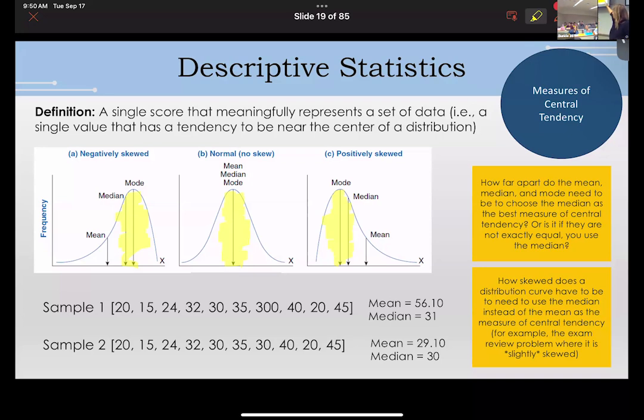Look at what happens in the two skewed distributions. The mean is not in my yellow region, but that's where all the data lie. And so the mean is representing a value that is not where most of the data is. What is in my yellow part?